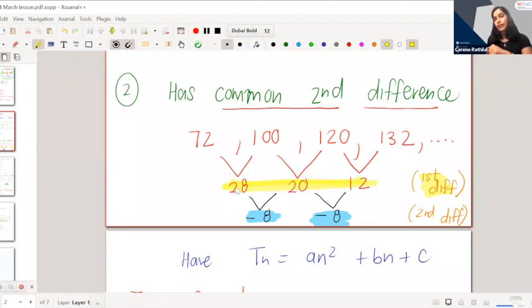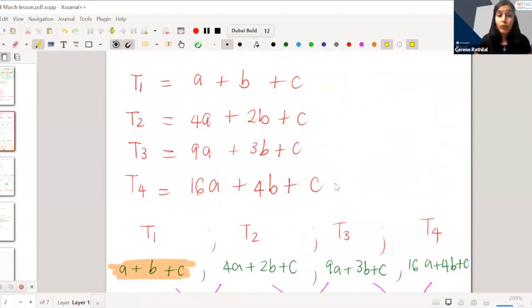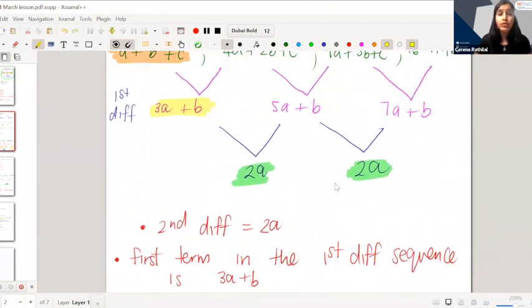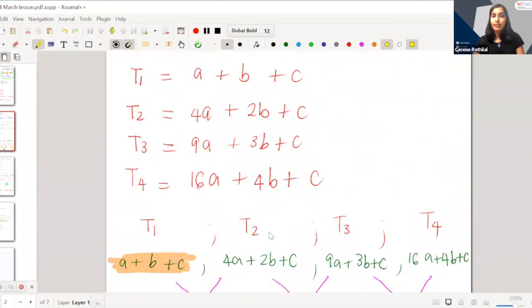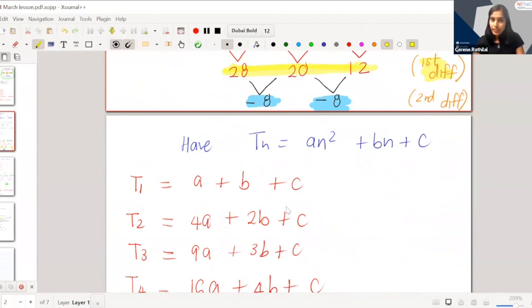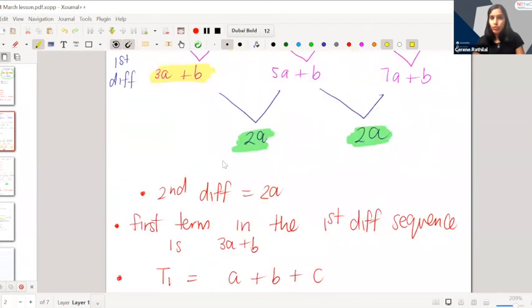So 20 minus 28 gives me -8. 12 minus 20 gives me -8. And that's the second difference. It's common. Later on, we went on to this derivation where we had seen that if your sequence is quadratic, then the common difference is represented by 2a. And so that's what I wrote down. I said that -8 is now equal to 2a.